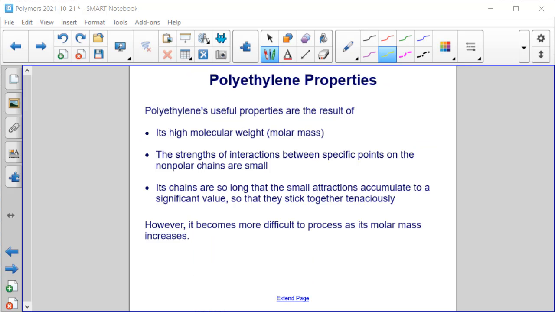Polyethylene's useful properties are the result of its high molecular weight or molar mass. The strengths of the interactions between specific points on the nonpolar chains are small. Its chains are so long that the small attractions accumulate to a significant value, so they stick together tenaciously. However, it becomes more difficult to process as its molar mass increases.